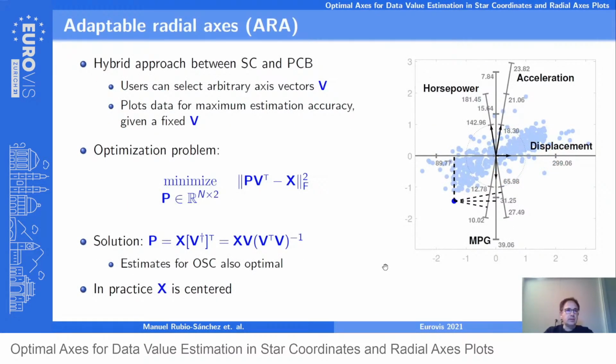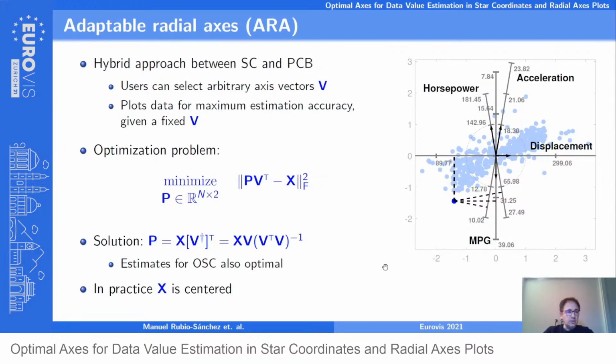Adaptable radial axis is a hybrid approach between star coordinates and principal component biplots. In this case, users can select arbitrary axis vectors, so it's an interactive technique, and the points are plotted in order to maximize the estimation accuracy for a fixed set of axis vectors. The optimization problem in this case is identical to the one for biplots, but only the points are the variables.